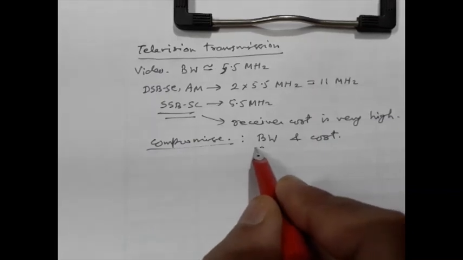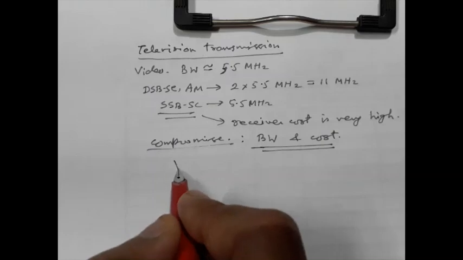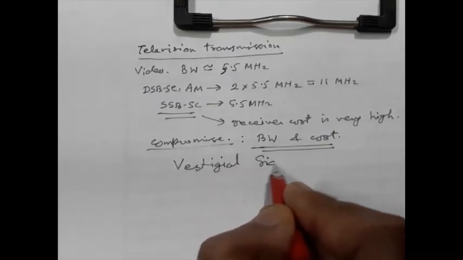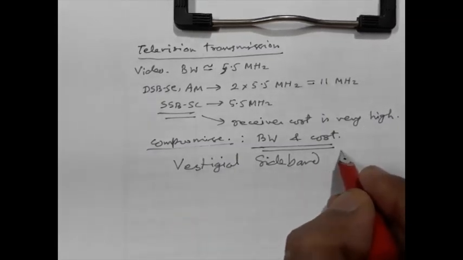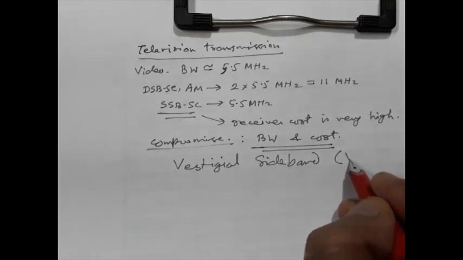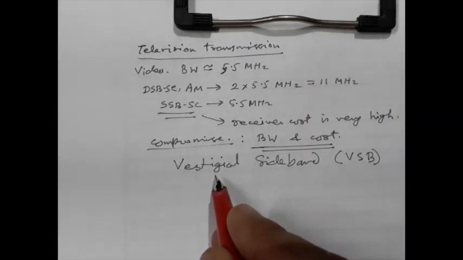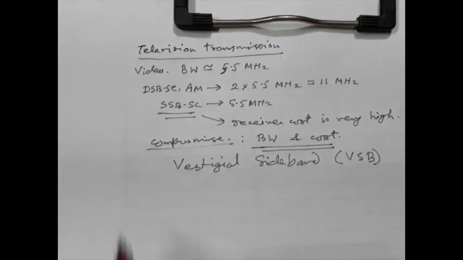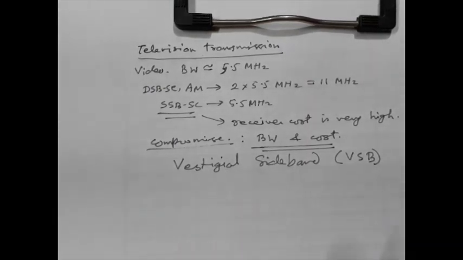To solve this problem, we have another type of modulation scheme called vestigial sideband, VSB. So it is a compromise between DSB-SC and SSB-SC. Let us try to understand this VSB briefly, because we are not going to discuss VSB in detail.